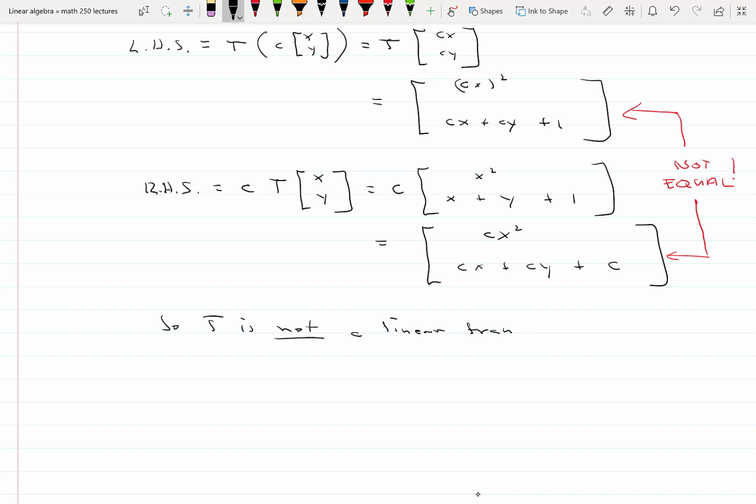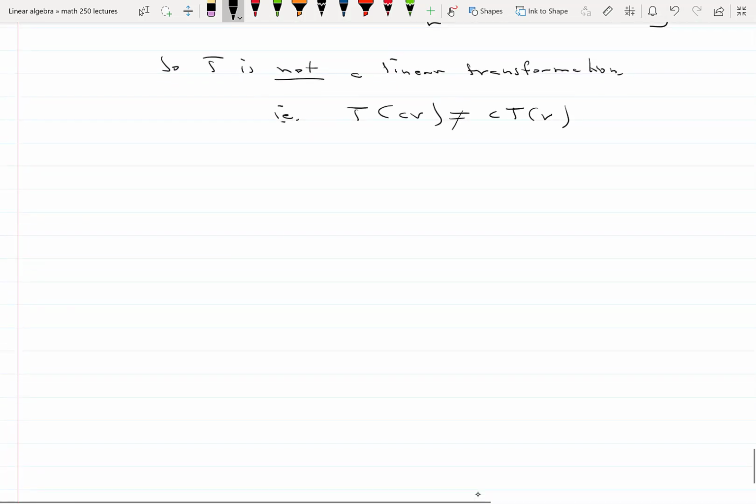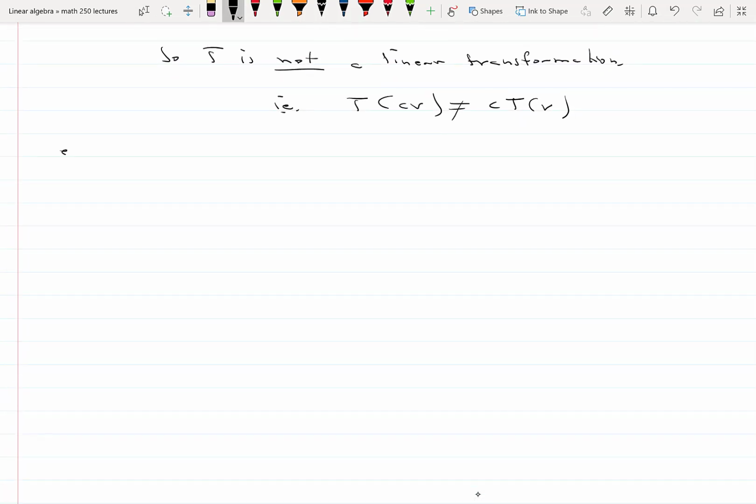Number 2 fails. Number 1 fails also, but number 2 fails. Transformation. That is, T of CV is not equal to C times T of V. Okay, let's get away from matrix transformations, so that we need to look at examples of other kinds of transformations.